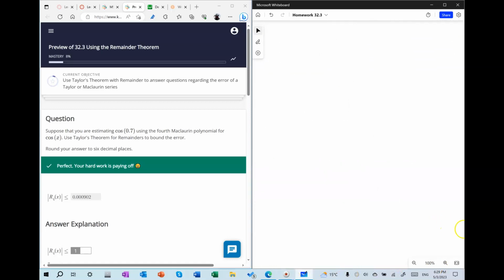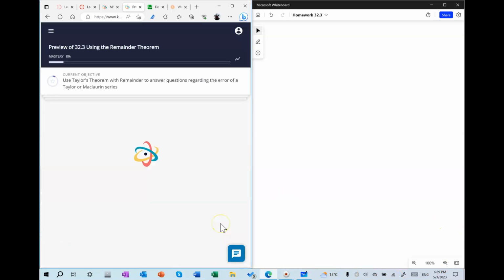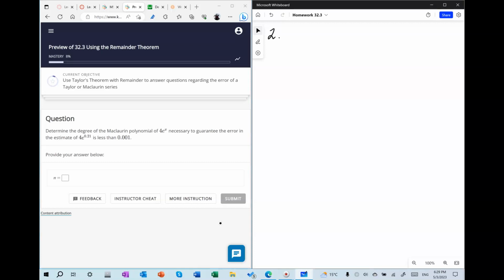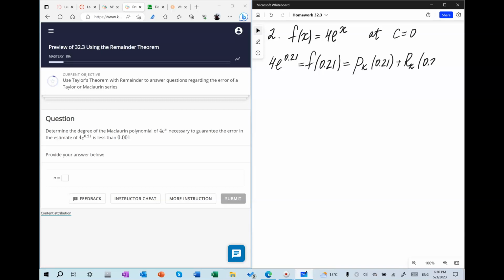All right, let's take a look at the next question. Determine the degree. So we have a function. We are dealing with Maclaurin series, so we are centered at 0. If we're going to estimate 4e to the power 0.21, we're going to plug in 0.21. So it's going to be some polynomial evaluated at 0.21 plus the remainder at 0.21.